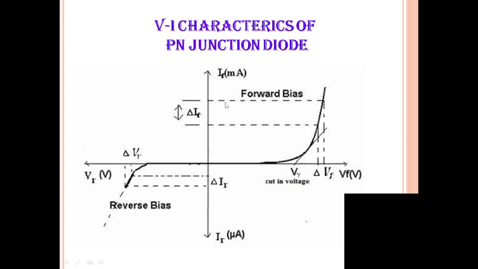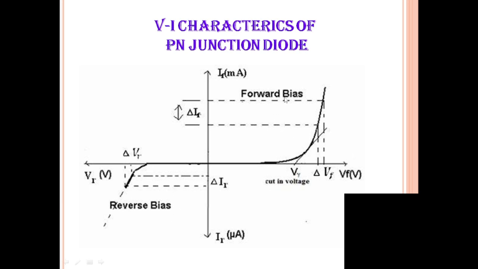Here in forward bias we are applying more current, and the resistance value should be very low. At the same time, in the reverse bias condition, the current value is very minimal and the resistance value is high. Because of this, for the forward bias condition, the forward resistance value will be very low compared with the reverse resistance.